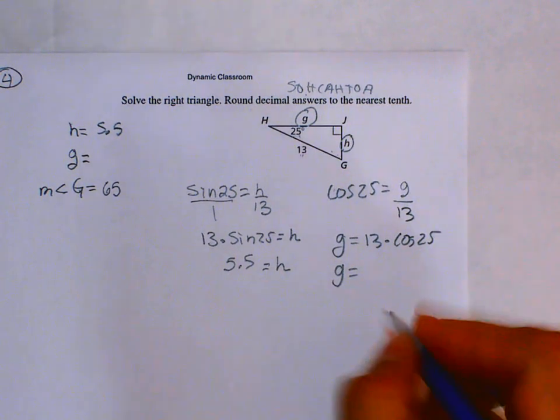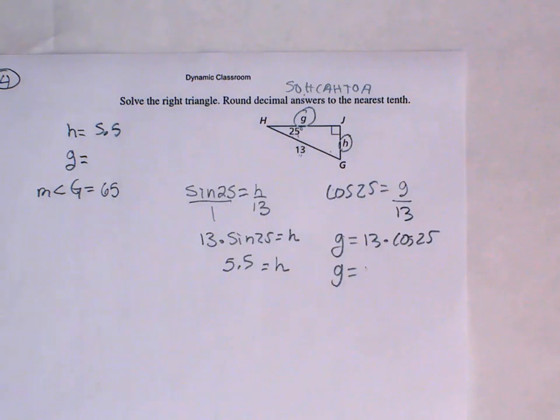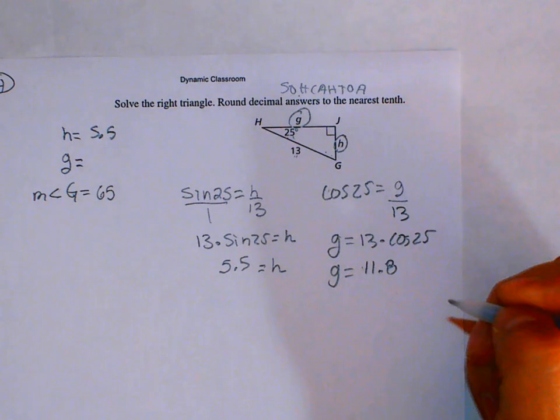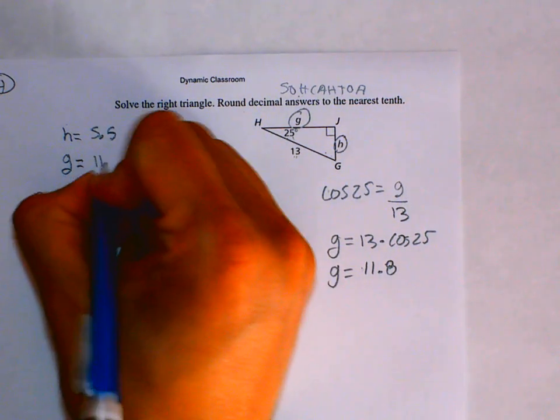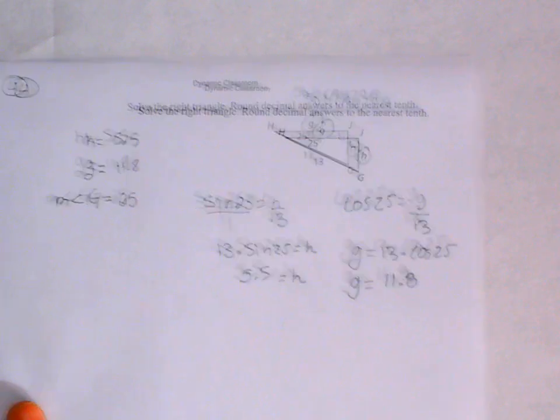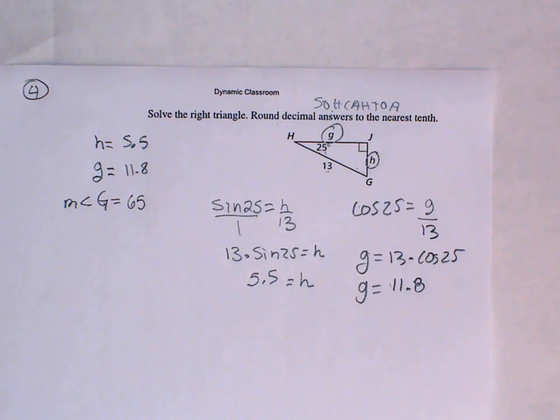Okay, so then that's going to be, well, let me plug it into the calculator. 13 times cosine of 25, that's 11.8. So now I have solved for those two pieces that we were missing. Okay, so this one was example number 4. Okay, we have one more and then we are done.